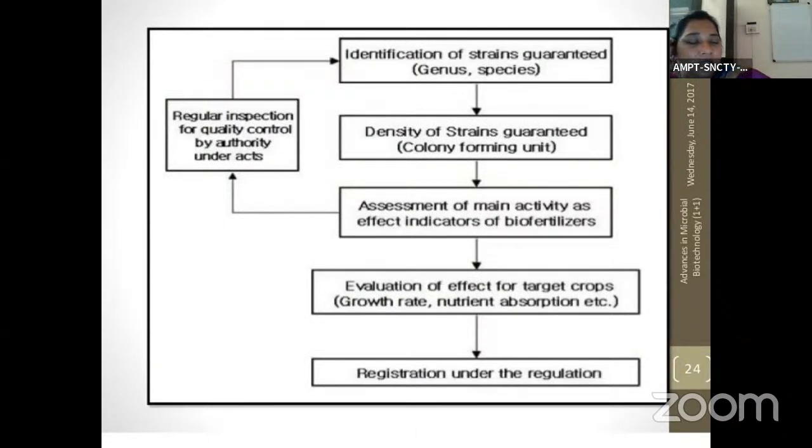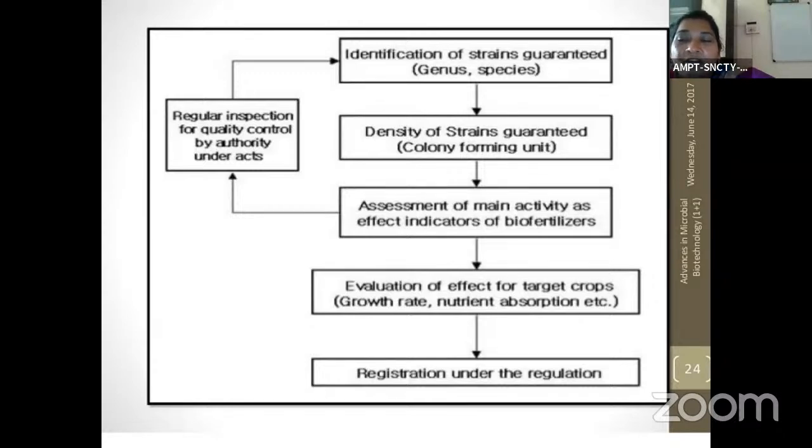Regular inspections should be conducted to control contaminants. We have to check the identification of strains. Whatever they have mentioned, whether it is Rhizobium leguminosarum or Bradyrhizobium japonicum, or for free-living nitrogen fixing bacteria, they have to mention the specific genus and species. The density of the strains guaranteed means, according to the FCO specifications, the population size should be 10 to the power of 7. Every time we check the quality, it should have 10 to the power of 7 colony forming units. Then the assessment of the main activity indicators of biofertilizers, and evaluation of the effect on target crops. We have to check with different crops whether it is increasing the growth rate or not, and whether nutrient absorption is taking place or not. We have to check every time.